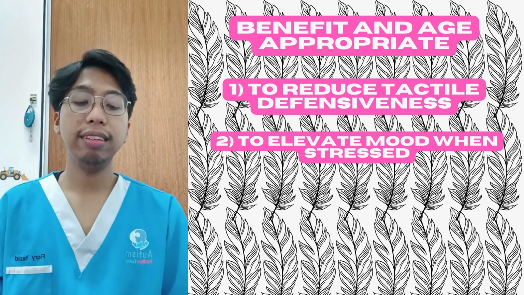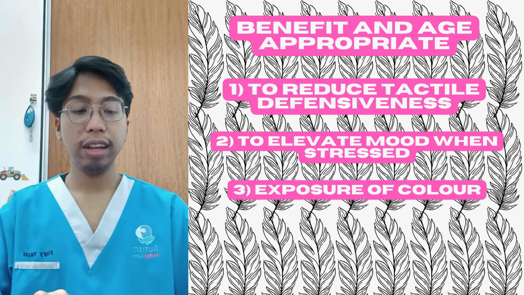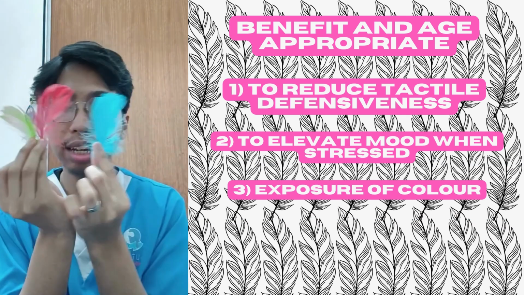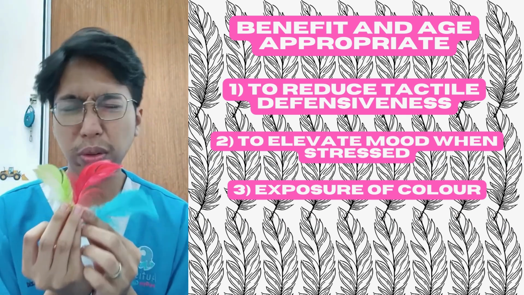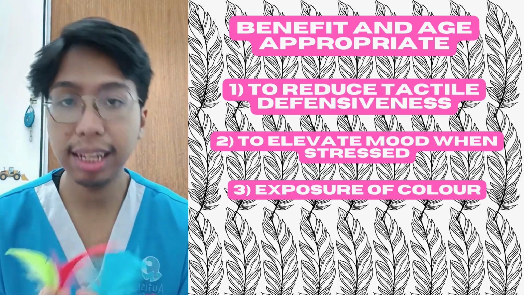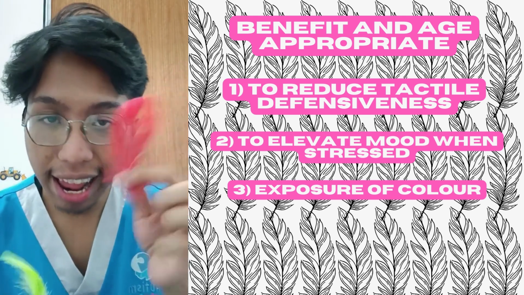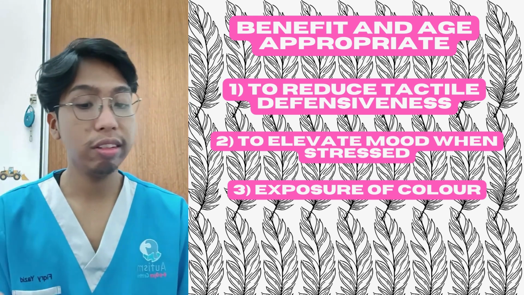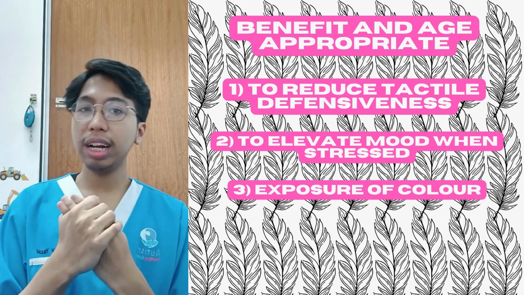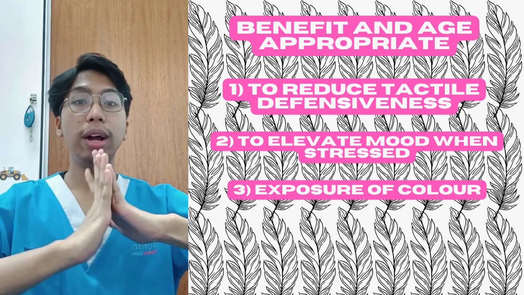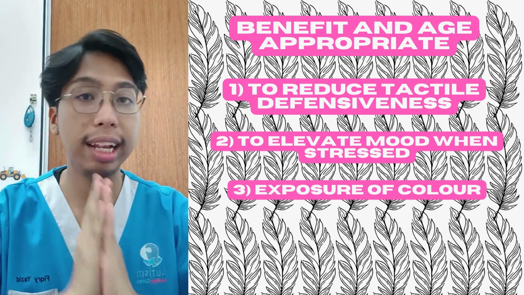And then last but not least is exposure to color, because feathers can come in different types of color, and from here also we want to expose them to the color. So tell them early, this is blue, this is red, this is green, which is a good thing for them. If they don't know the colors, then they might not be able to label the color of what they have perceived throughout their life.